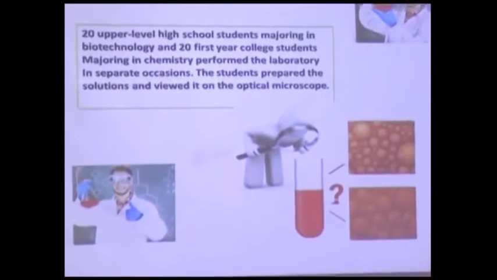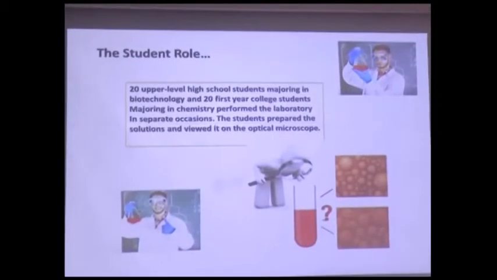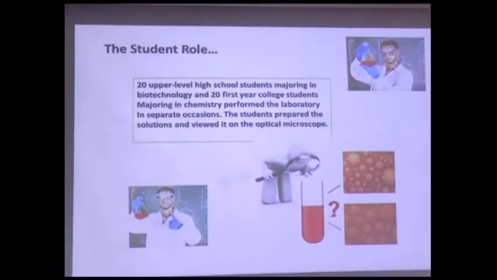Okay, what was the student role? We have two groups for this lab activity. 20 upper-level high school students majoring in biotechnology and 21 third-year college students majoring in chemistry performed the laboratory on separate occasions, and the students prepared the solutions and viewed them on the optical microscope by themselves. We have 8 solutions, 6 of which are red colored solutions. But when they view these solutions by a microscope, the students reveal different structures.